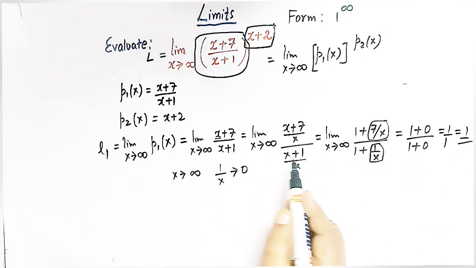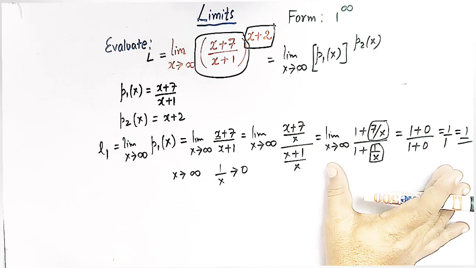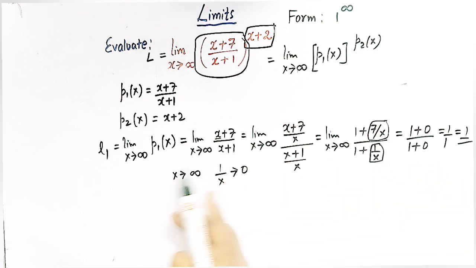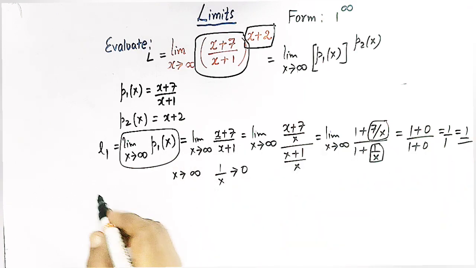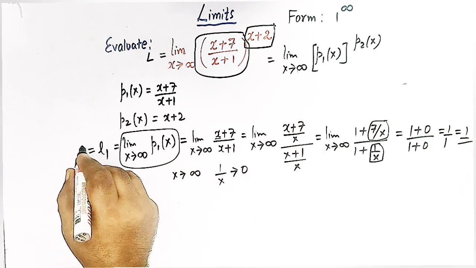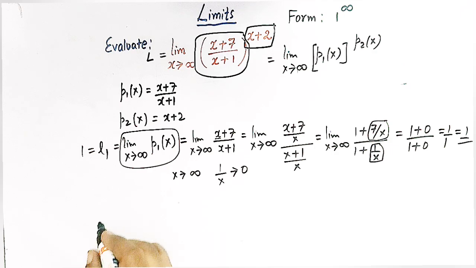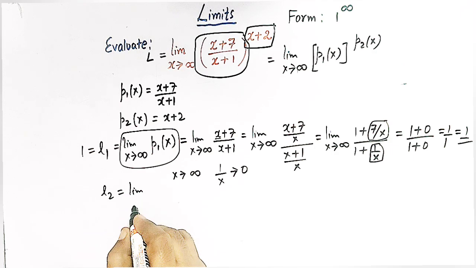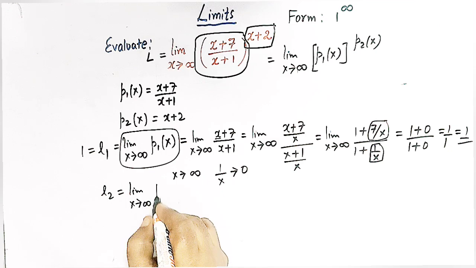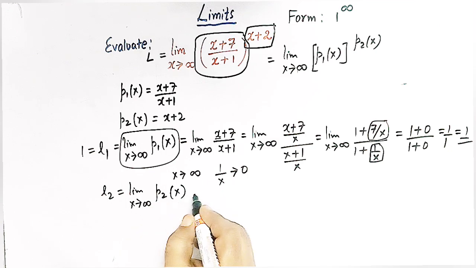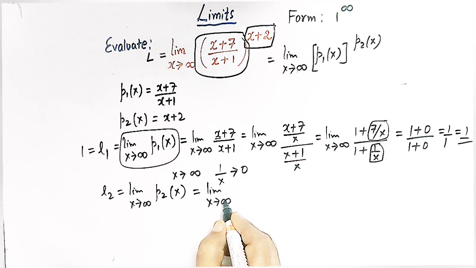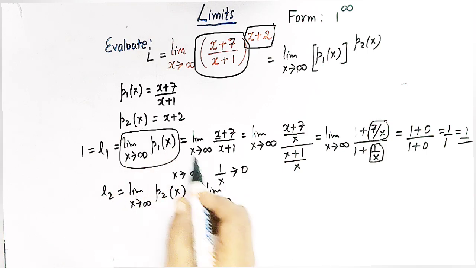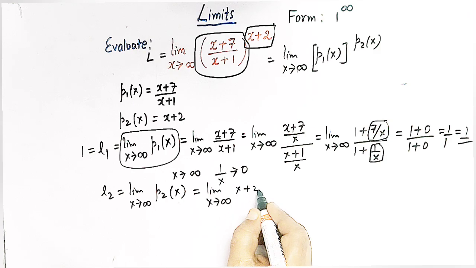From this discussion, we have reached the conclusion that the value of this limit is equal to 1. It implies that L1 is equal to 1. Now let us calculate the value of L2, that is the limit as x tends to infinity of p2(x), which is x plus 2.